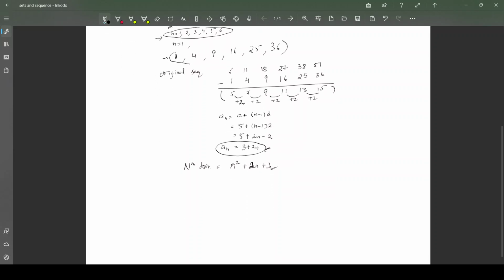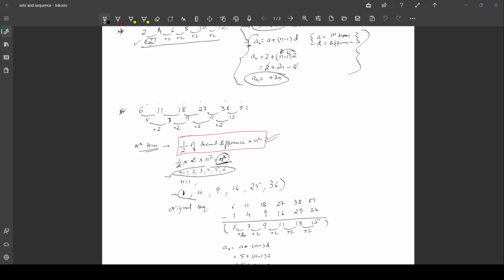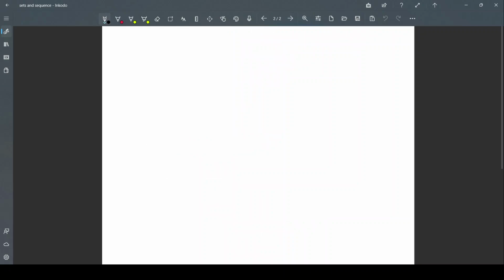Let me discuss one more question with you, the same type of question, so that it will be easy for you to understand. I'll give you one more example, the second type. Let's say 2, 4, 8, 14 and 22 is our sequence, and we have to find the nth term of this sequence as well as the next term.